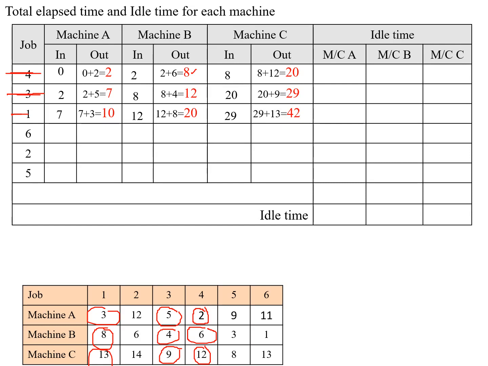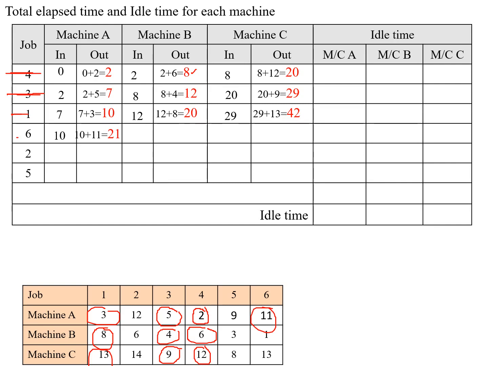What is the in time for the job 6 on the machine A? It is 10. Why is it the 10? Up to 10 hours it is engaged with the job 1. So it will not receive the job 6. So here in time is 10 and out time is 10 plus 11, that is the 21.